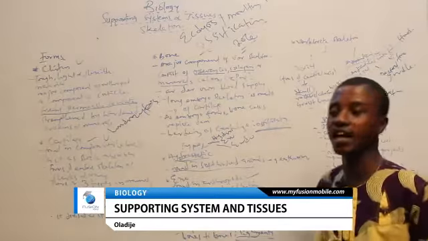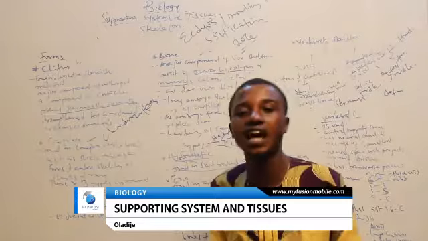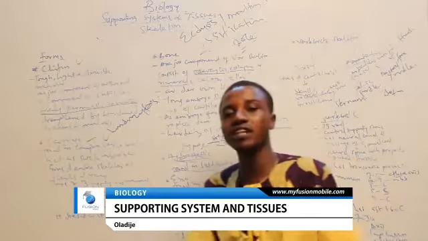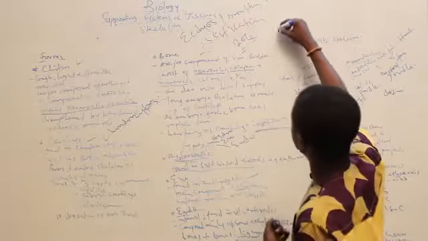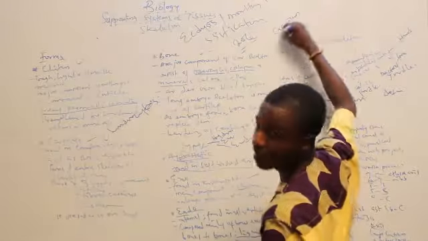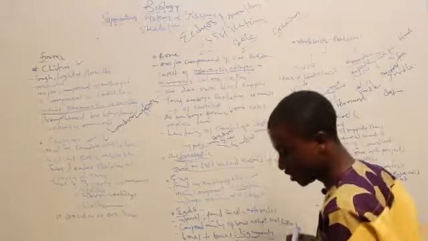Now, the skull is a particular skeleton that covers the brain. By extension, the skull has the cranium. The cranium is known as the brain box.